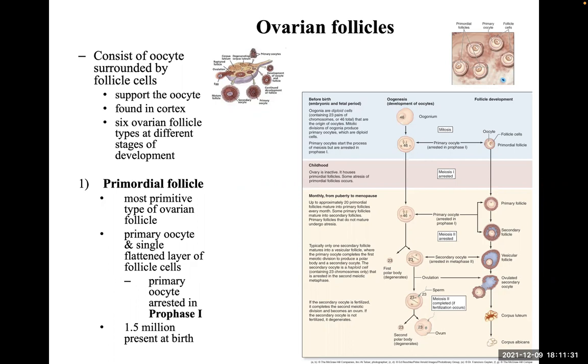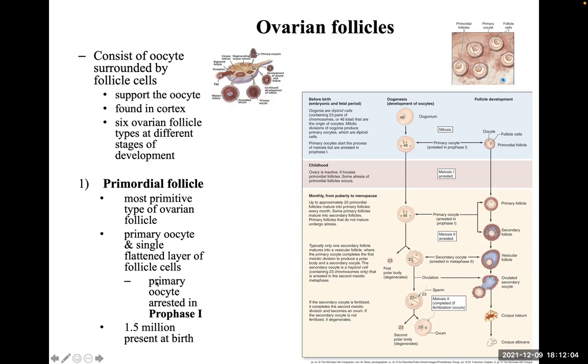And they get arrested right away. They get arrested in prophase 1, right? And that is how they stay dormant, right? And so then, of course, birth happens, and from birth all through childhood, the ovaries contain primordial follicles that hold these primary oocytes arrested in prophase 1, and they're what we call quiescent, meaning they're quiet. They're not undergoing any kind of maturation. They're just sitting there essentially waiting for hormone signals, which we'll get to.